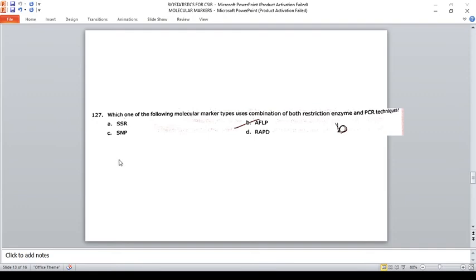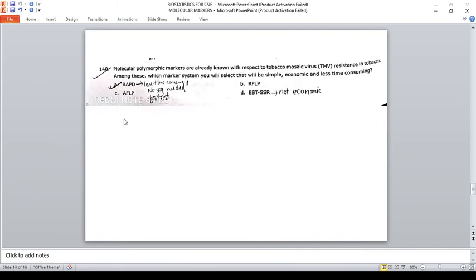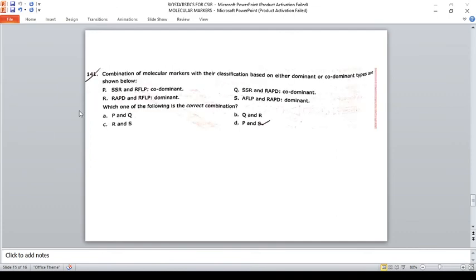Which one of the following molecular markers combines the use of both restriction enzyme and PCR? You all know it is AFLP. Polymorphic molecular markers are already known with respect to TB resistance in tobacco. Among these, which system should you select as simple, economic, and less time consuming? In that case, you can go for RAPD. It's less time consuming and no sequence information or sequencing is required for RAPD. It's just like our general PCR.